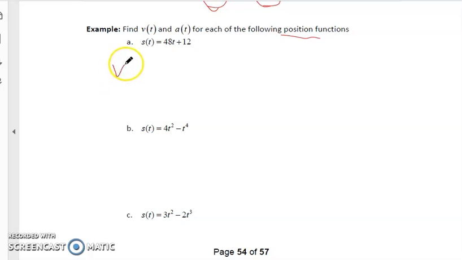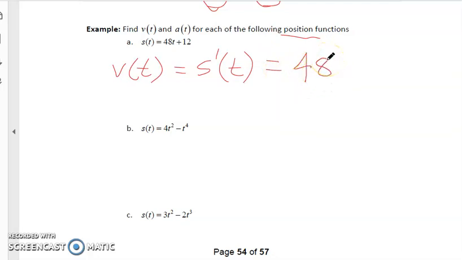Well, the velocity function is equal to the derivative of the displacement function. So you just take the derivative of that function there, and you will have what? Let me see, 48t. Well, the derivative of that part is 48, and the 12 disappears. And there you go. So there's no variable, there's no t in the velocity function. And of course, what that means is your velocity is constant. It does not change with respect to time.